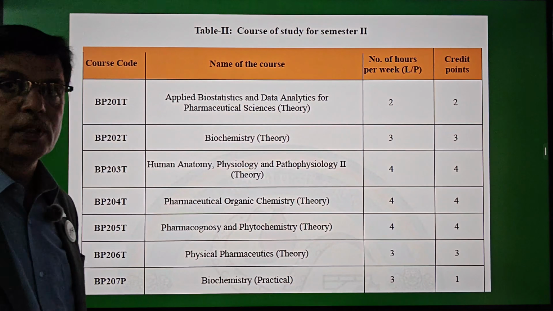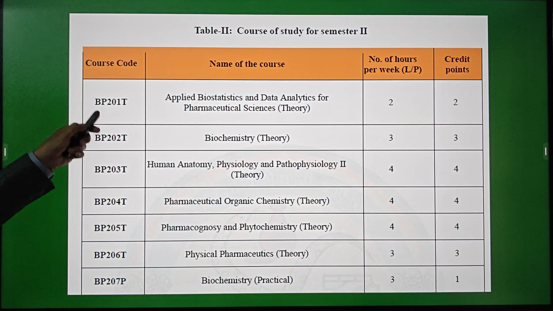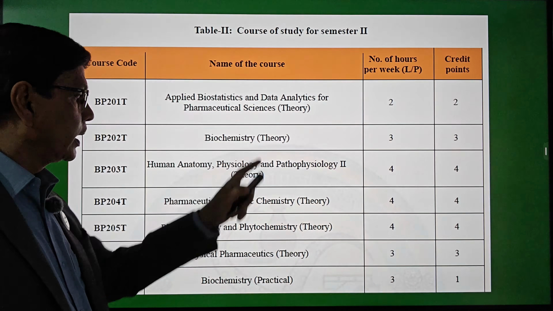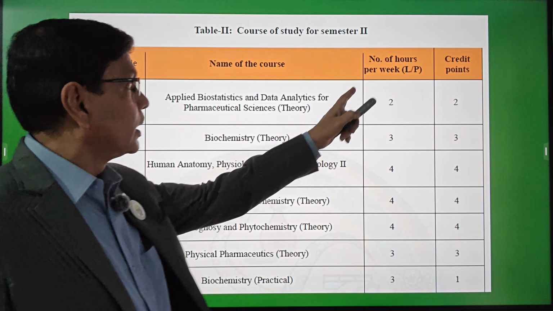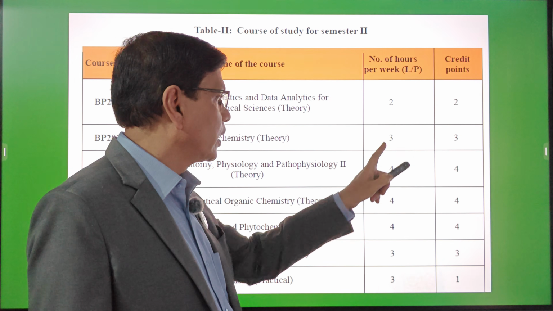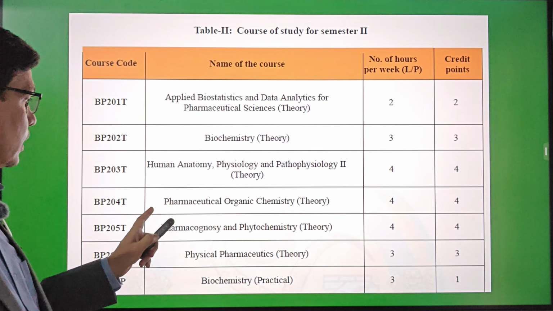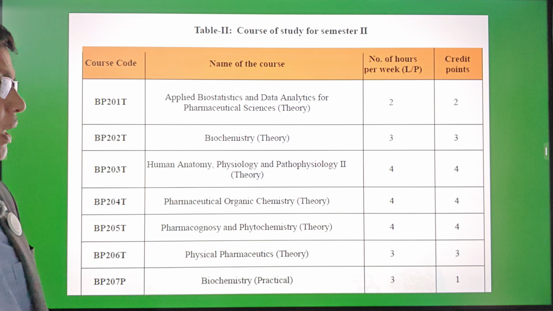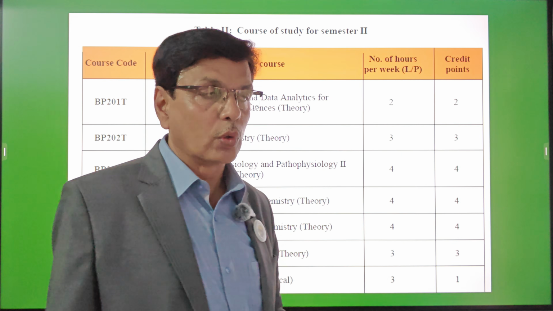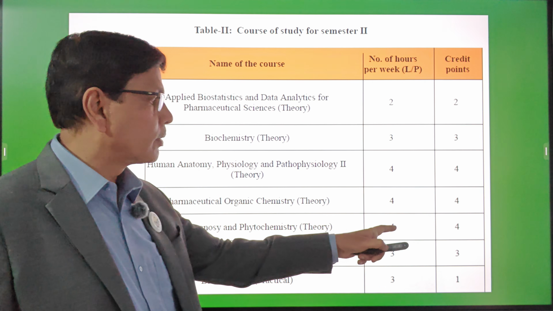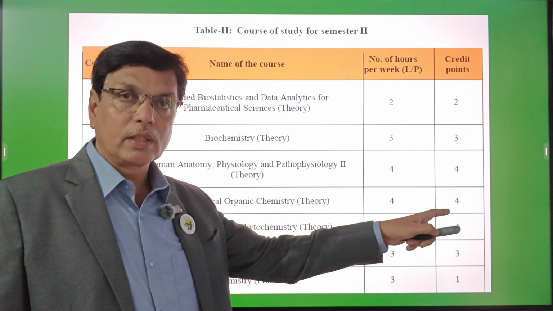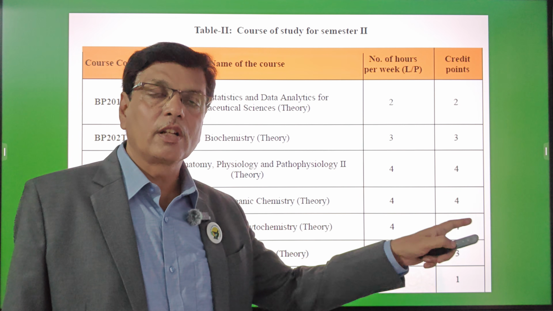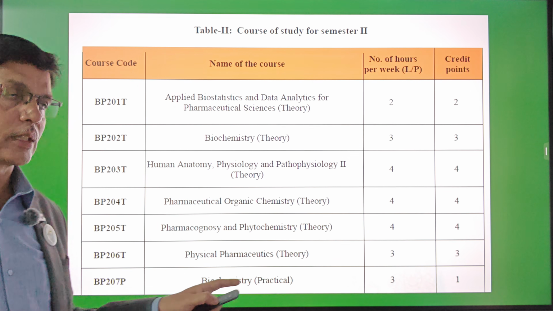I take one example of the first semester. These are all course codes, names of the courses, theory and practical, number of hours per week: 2 hours, 3 hours, 4 hours, and pharmaceutical organic chemistry 4 hours, this is also 4 hours, and its credit points are 4, 4, 4, 3, 4. So 4 credit points will have 100 marks in total, and out of 100 marks, 60 marks is the end semester and 40 marks is the internal assessment.